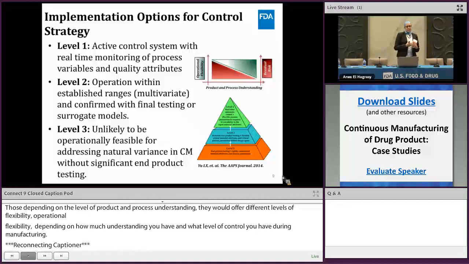And then level 3, which relies heavily on end product testing, is unlikely to be feasible for continuous manufacturing. As I explained at the beginning, because of the constant flow of material through the line, it's very hard to assure the quality throughout manufacturing over hours of operation just by doing end product testing. So when thinking about the control strategy, the more likely implementations are level 1 and level 2.